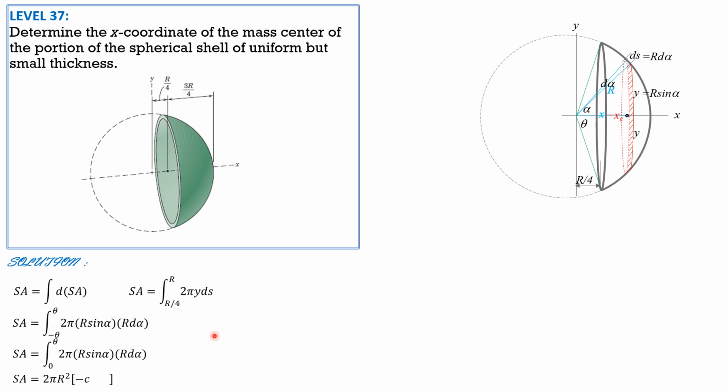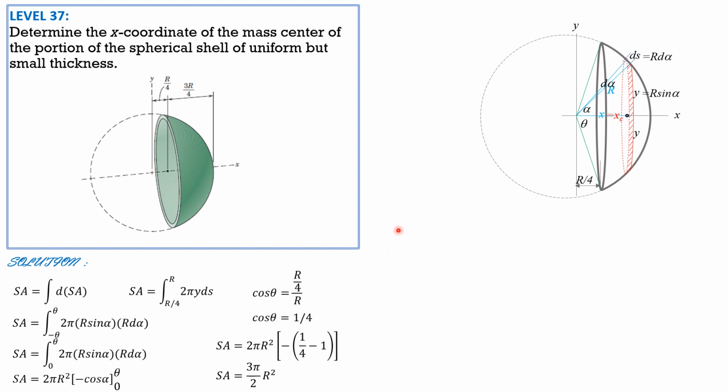So 2 pi r squared, the integral of sine alpha differential alpha is negative cosine alpha from 0 to theta. So 2 pi r squared times negative cosine theta minus cosine of 0. Cosine of 0 is 1, remember? And cosine theta from the figure is r over 4 over hypotenuse r. So cosine theta is 1/4. Substitute here. Surface area is 2 pi r squared of negative quantity 1/4 minus 1. Cosine of 0 is 1, remember. So this is 3/4 times 2 pi r squared. So that would be 3/2 pi r squared.